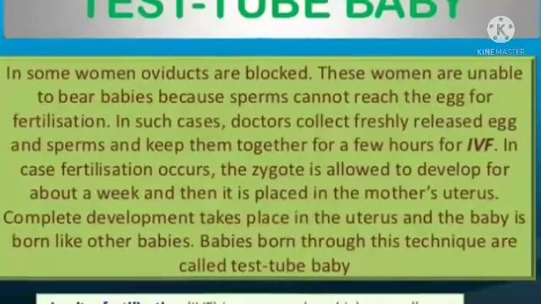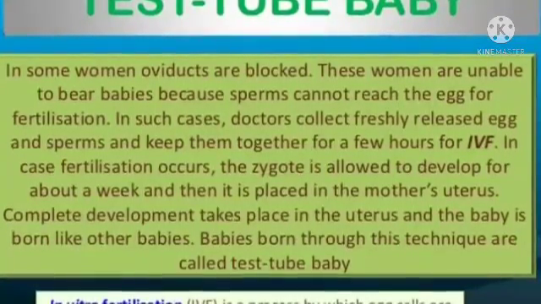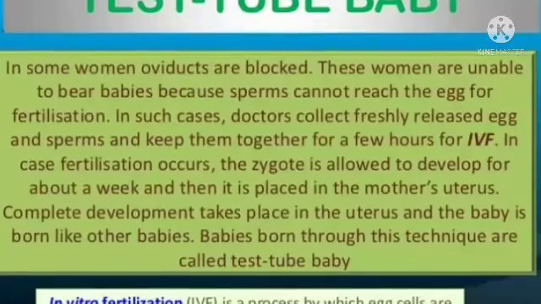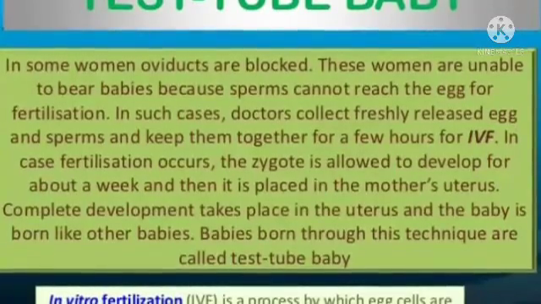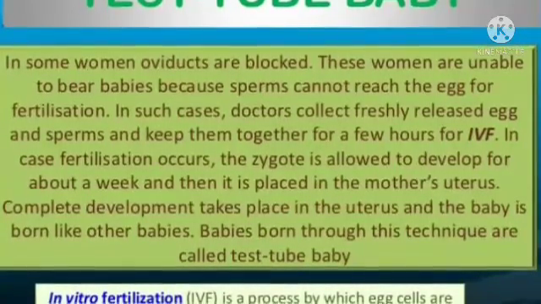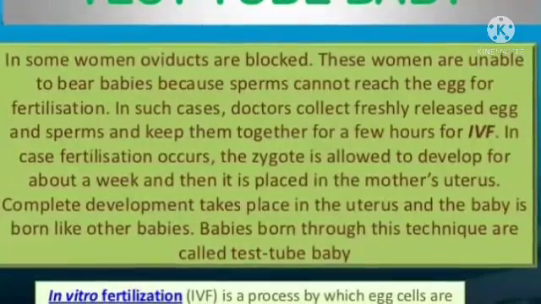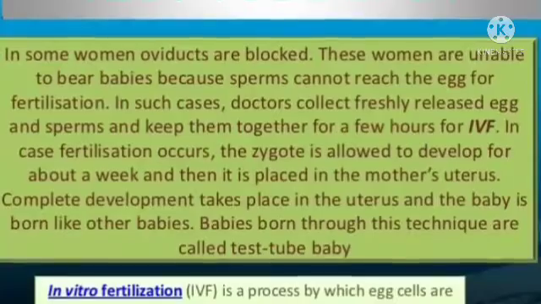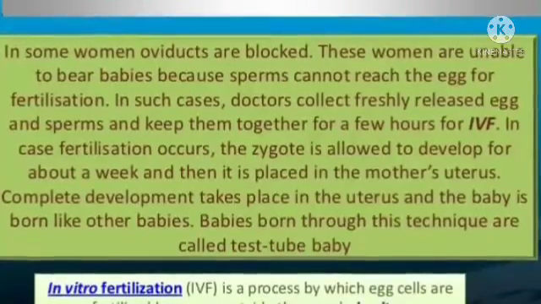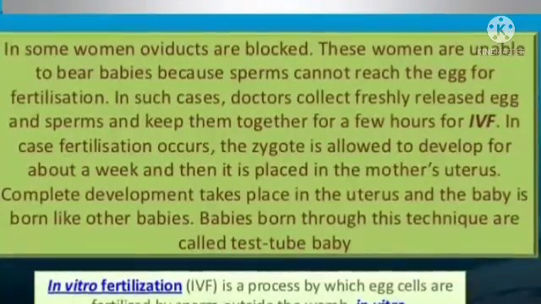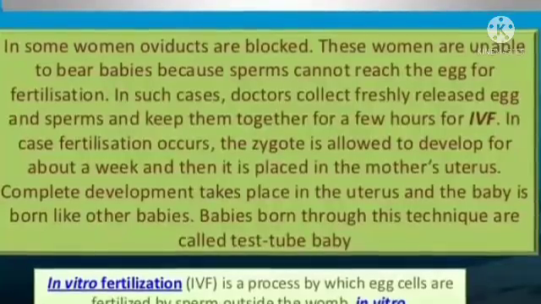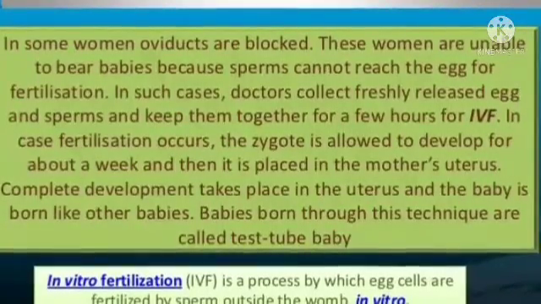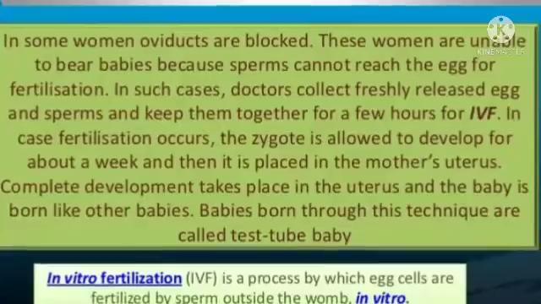In case fertilization occurs, the zygote is allowed to develop for about a week and then it is placed in the mother's uterus. Complete development takes place in the uterus and a baby is born like other babies. Babies born through this technique are called test tube babies. In vitro fertilization is a process by which egg cells are fertilized by sperm outside the womb.